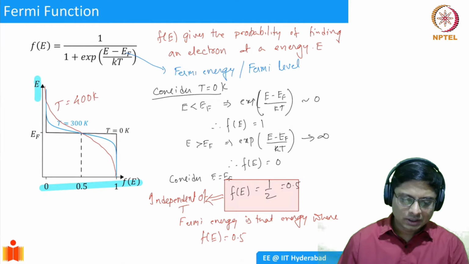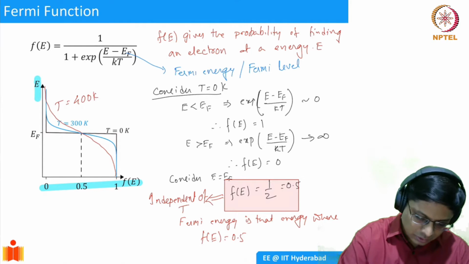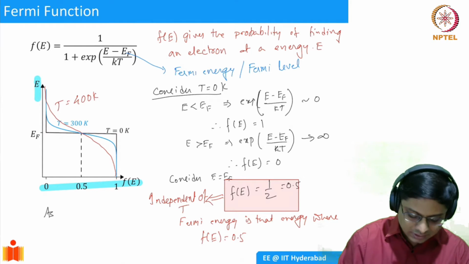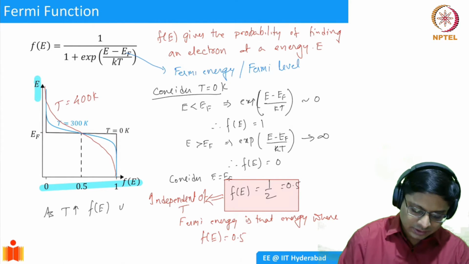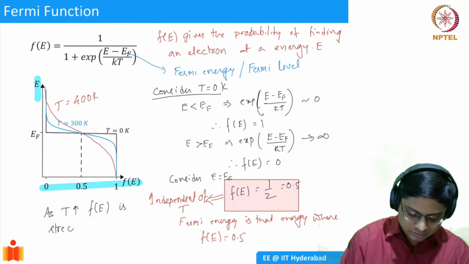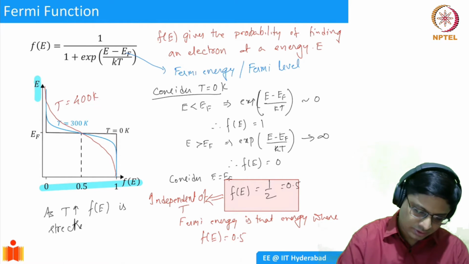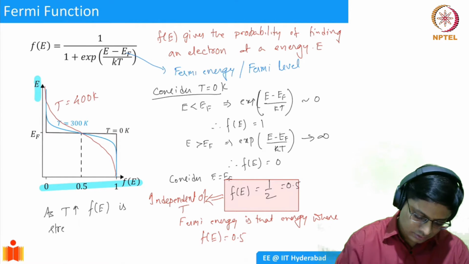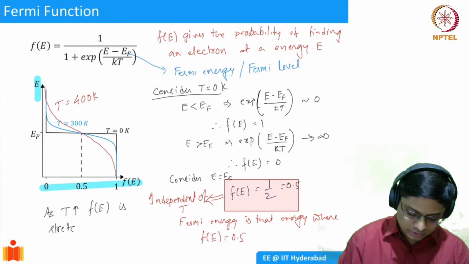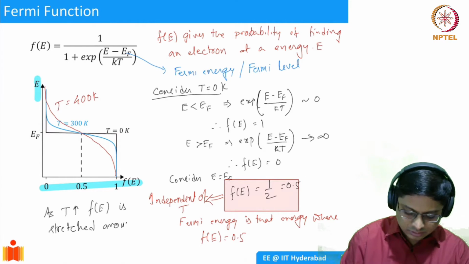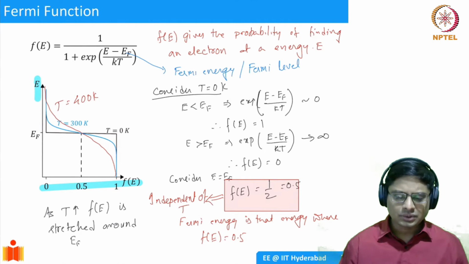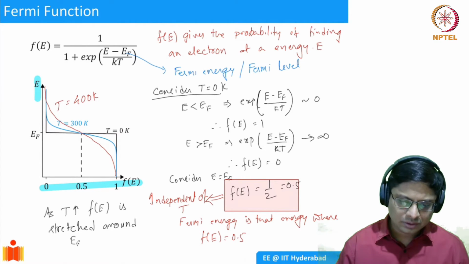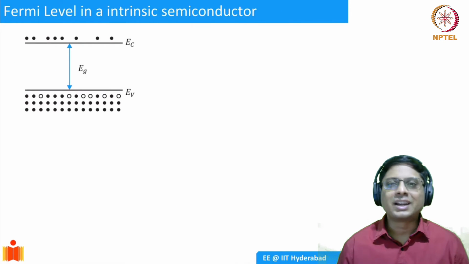Okay. So you can make a note here. Basically, as T increases, f of E is stretched around EF. Okay. So this is a characteristic. Okay. Fine. So how does this help us?